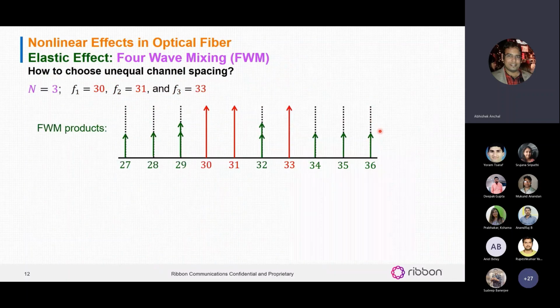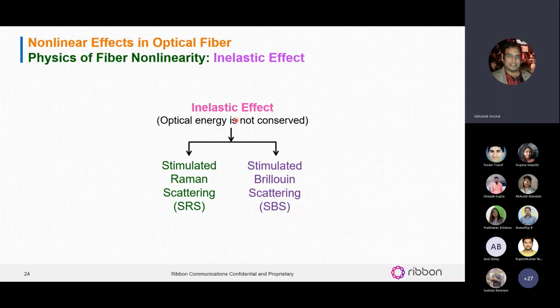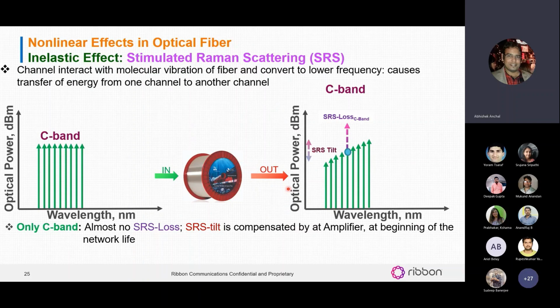I will show you here where the optical energy is not conserved, and there are two effects: the Raman effect and the Brillouin effect. The Raman effect is interesting because we deal with it within our C plus L band system. So how does the Raman effect happen? When we transmit a large number of channels, they interact with the molecular vibration of the fiber, and it transfers some of the energy to those molecular vibrations, in terms of phonons. Basically, you increase the temperature of the fiber by transmitting higher power.